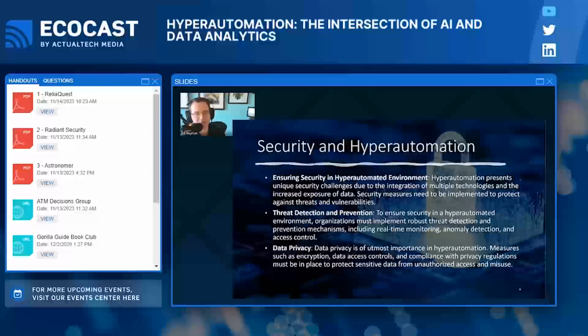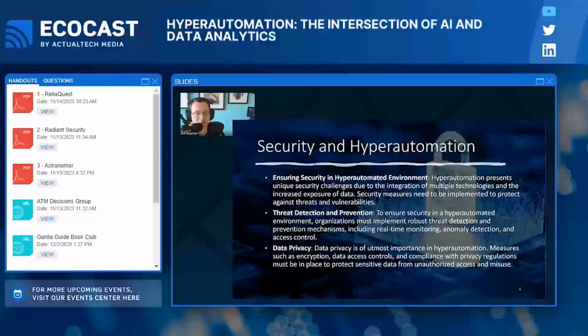So we have to look at security from a different paradigm where we implement it to protect against new and emerging threats and vulnerabilities. So you have to ensure that in your architecture, hyper-automated environments, you have to implement very robust threat detection, prevention mechanisms, including real-time monitoring, anomaly detection, and access control. And as far as data privacy is concerned, that's going to be of the utmost importance because you have to secure these connectivity mechanisms. So encryption, data access controls, compliance with privacy regulations, they must be in place, especially if you're working with various types of environments or you're integrating different systems together to create greater levels of intelligence.